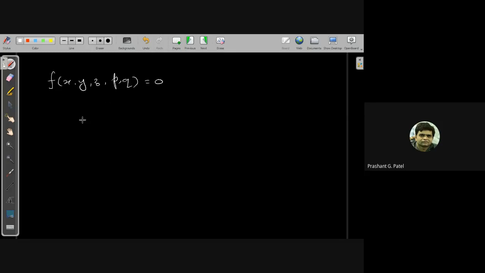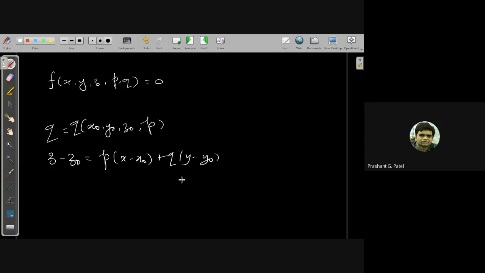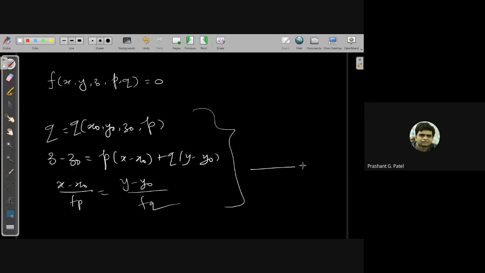can be written in the form of q of x0, y0, z0, p, where x0, y0, z0 is the vertex of that cone. The second equation is z minus z0 is equal to p into x minus x0 plus q into y minus y0. This is the equation of the plane. And the equation of the line, called the generator line, is x minus x0 upon fp is equal to y minus y0 upon fq. We call this equation number 6.